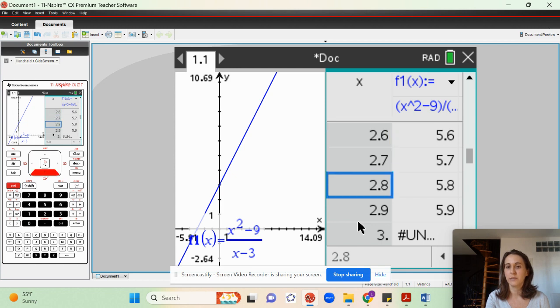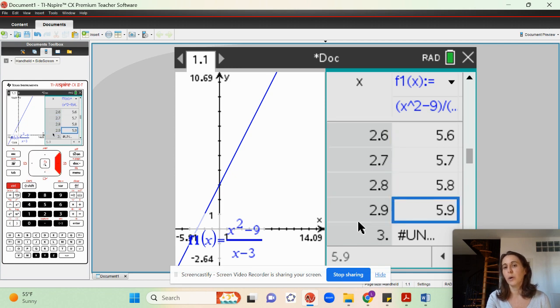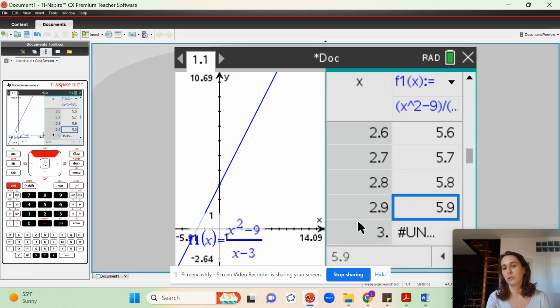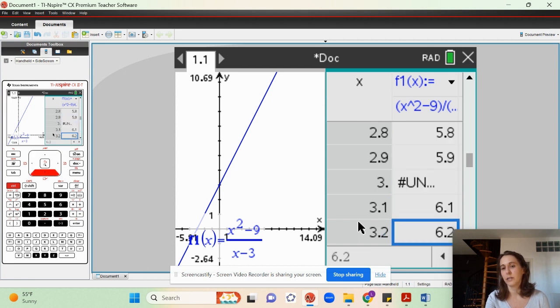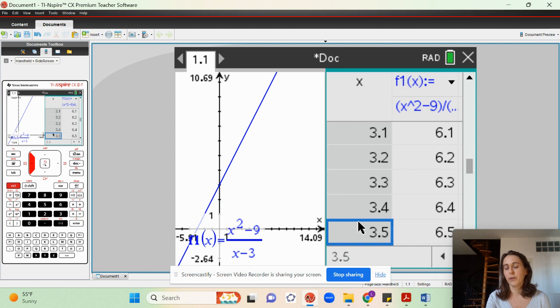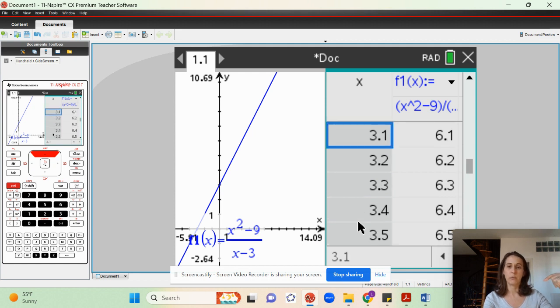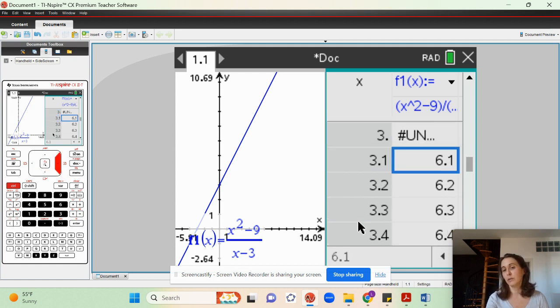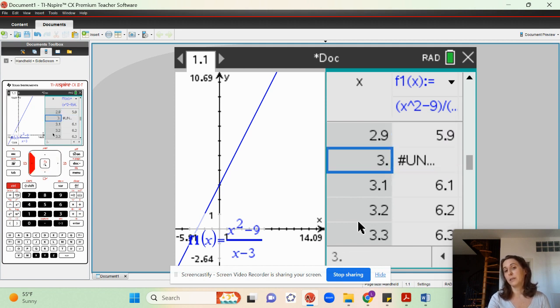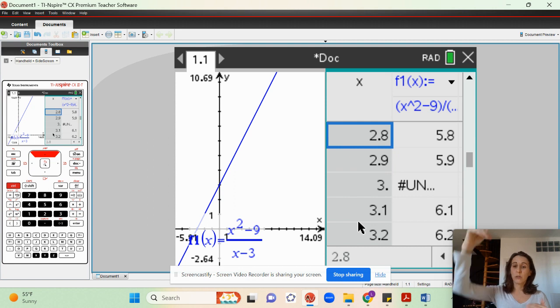And what I can see is that as x is getting closer to 3, I can see 2.6, 2.7, 2.8, 2.9. What is the output getting closer and closer to? Well, it looks like the output's getting closer to 6. And same from the other end. As x is getting closer to 3, 3.5, 3.4, 3.3, 3.2, 3.1, the y is also getting closer to 6. That means that the limit as x is getting closer to 3, from both sides, y is getting closer to 6.